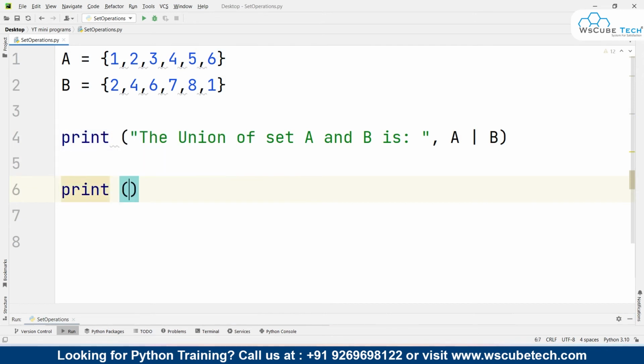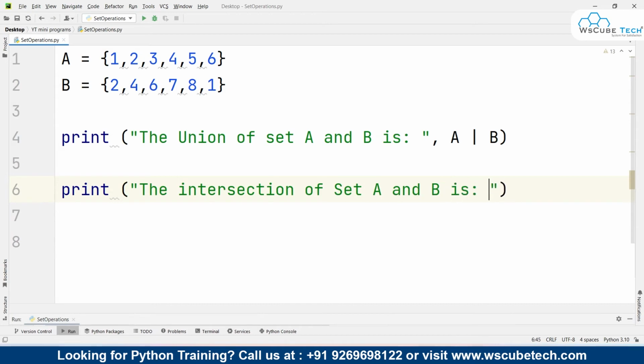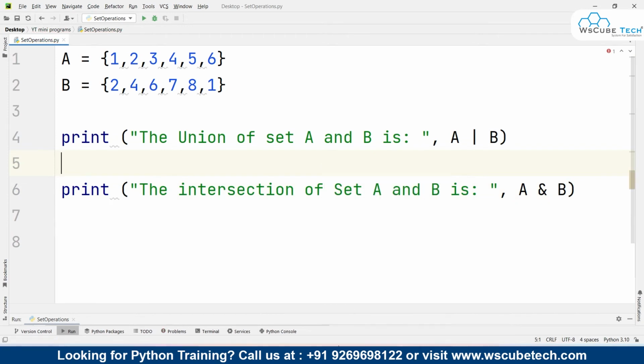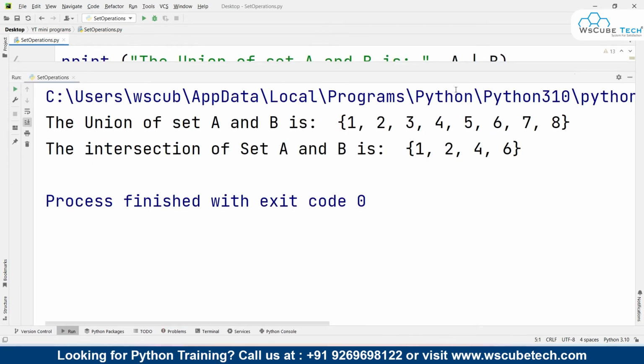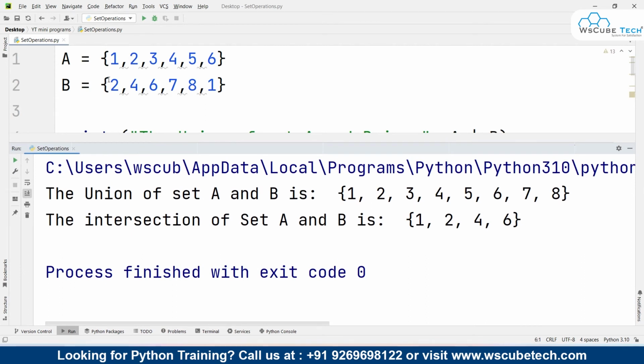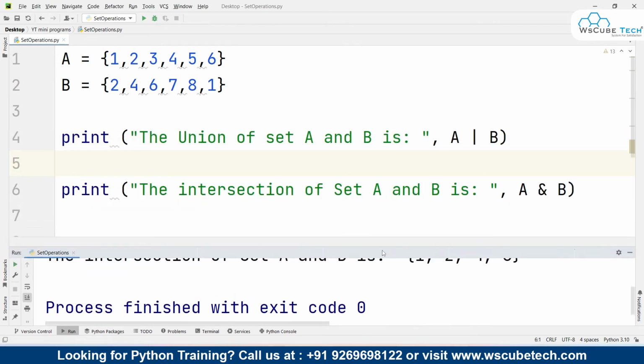If I write print, the intersection of set A and B is, put a colon and a comma. For the intersection, we write A ampersand B. That means we'll put the symbol of ampersand between A and B. As soon as I run it, the intersection will give us the common elements. So the common elements over here are: 1 is common in both of them, 2 is common in both of them, 4 is common in both of them, and 6 is common in both of them. So it will give us the common elements over here.